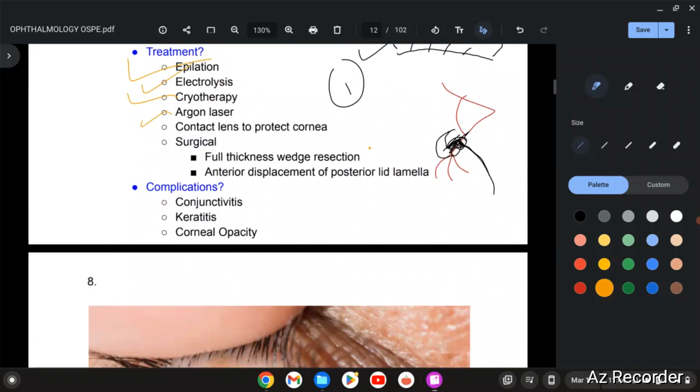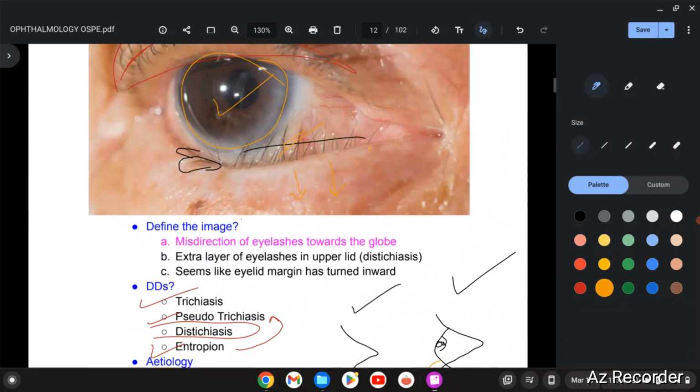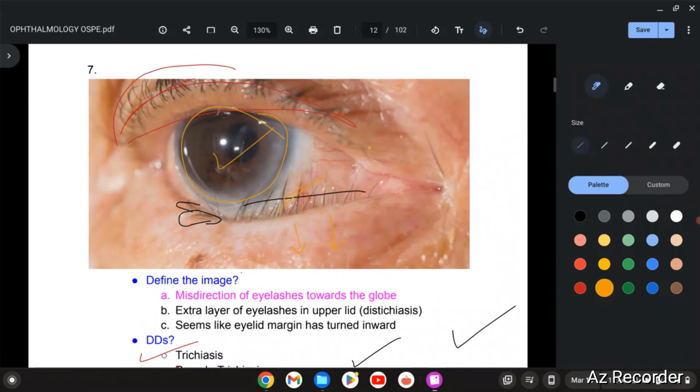Say, okay, what are the complications? Very easy. Because of the irritation caused by these eyelashes on the conjunctiva, the patient will have recurrent attacks of conjunctivitis. And if they are actually rubbing on your cornea, the patient will have keratitis, obviously, irritation and inflammation of the cornea, and when there's continuous chronic inflammation of the cornea, there will be scarring and there will be corneal opacity.